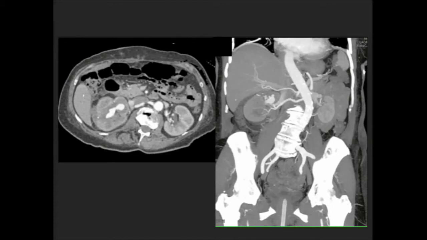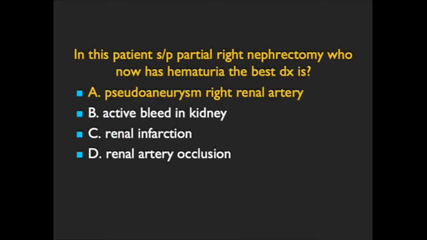This is a pseudoaneurysm of the renal artery with early venous opacification. It's not just an active bleed. It's too well defined. It's not an infarct, and it's not renal artery occlusion. Pseudoaneurysms can occur with partial nephrectomies. They can occur with ablation. It's kind of rare, but this is a really nice CT example.